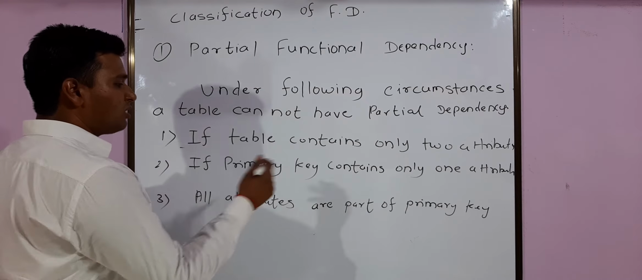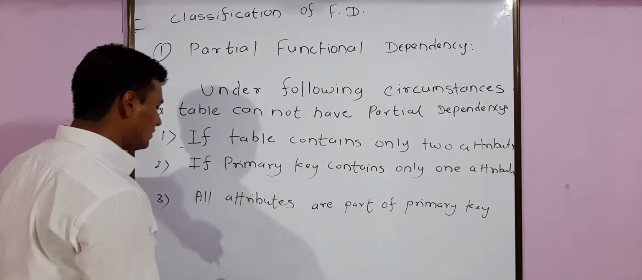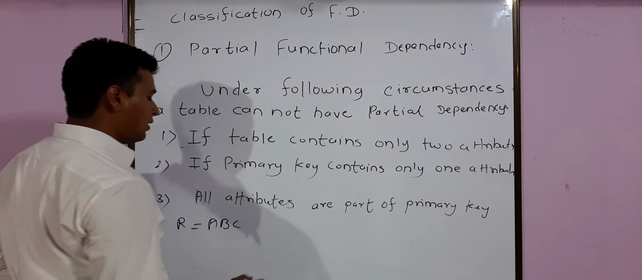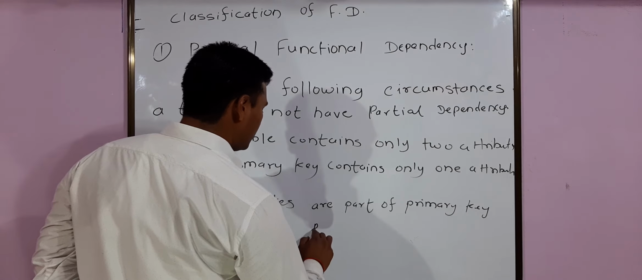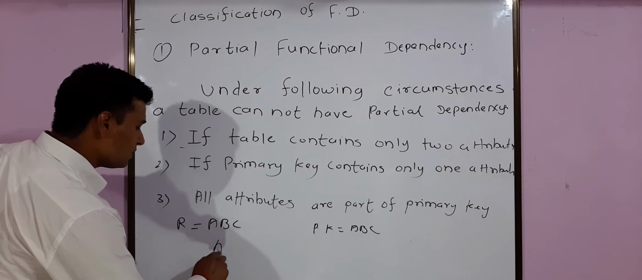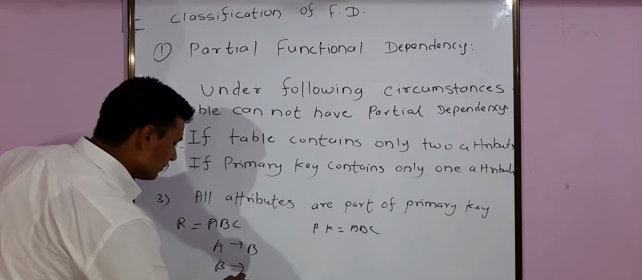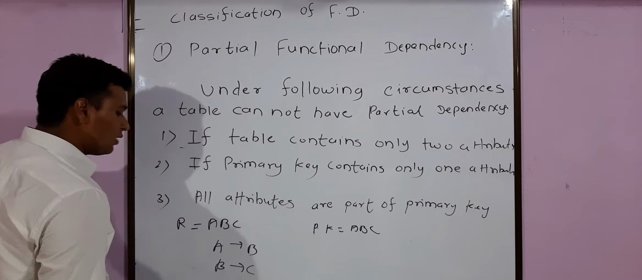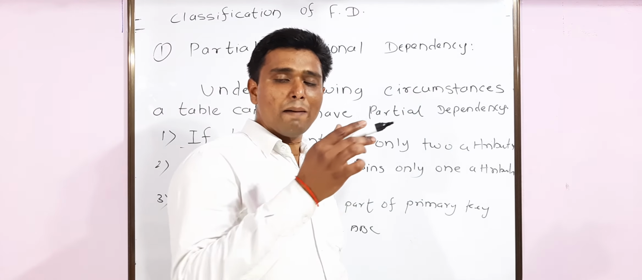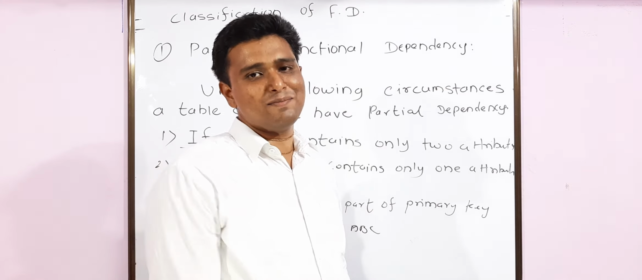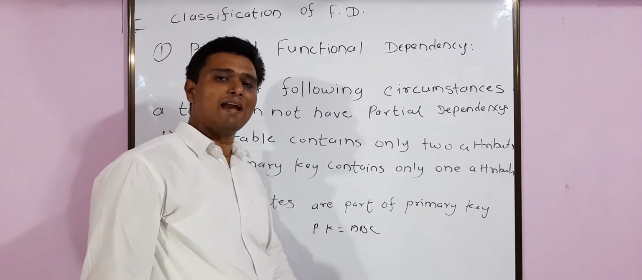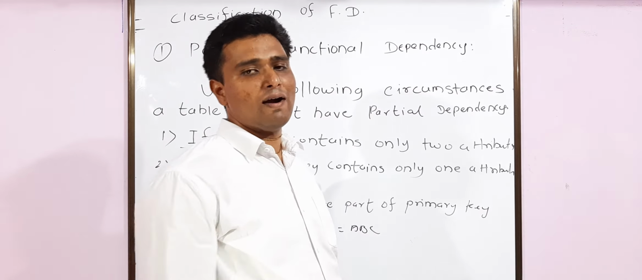Now the third case is when all attributes are part of the primary key. Let's say ABC is a relation, and the primary key is ABC. In that case, whatever functional dependencies we have, A determines B, B determines C, C determines A, every attribute is a part of the primary key. So part of a key cannot determine a non-key attribute. Hence partial dependency will never occur. If you see an example like this in the examination, you can directly say there is no partial dependency.